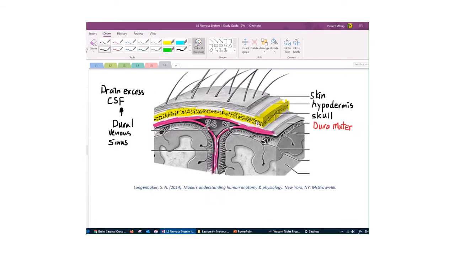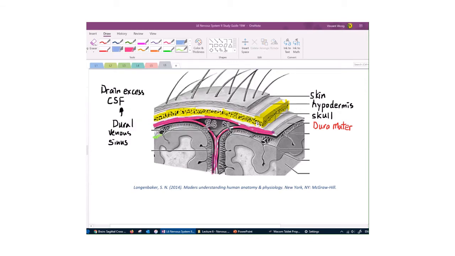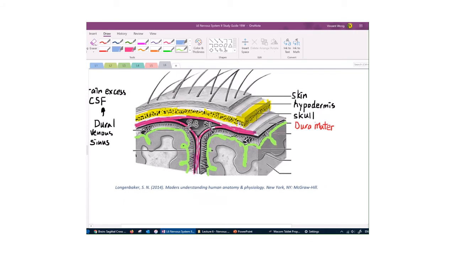I'm going to go ahead and do the innermost layer first. That is the pia mater. The pia mater is basically what I'm drawing here. It's going to be following the contours of the brain, so it's going to follow all these grooves and is going to be stuck to the spinal cord as well. Of course you don't see the spinal cord in this diagram, but you can imagine it doing similar things as what I'm drawing here. So that is your pia mater.